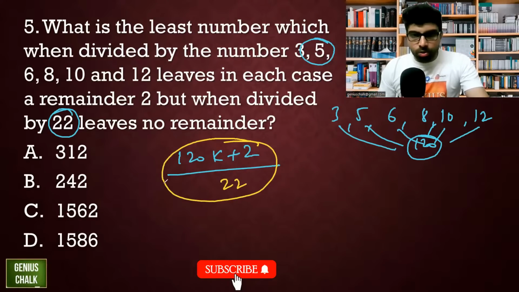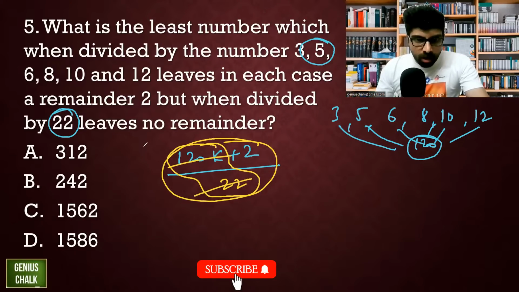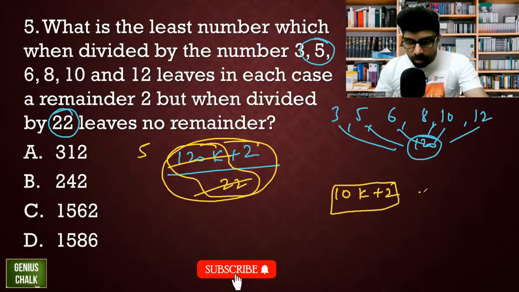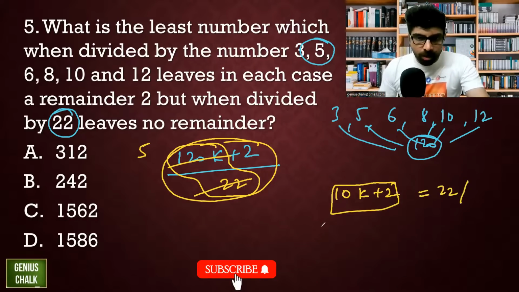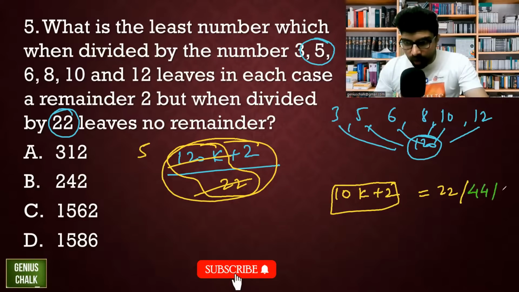Now, just use the divisibility concept. If I need to divide this number by 22, 22 5s are 110, and 10k will be left. So this number will be of this form, 10k plus 2. Right, now this form has to be divisible by 22. That means what is the least number by which it should be divisible? That has to be 22, or 44, or 66 and so on. But the least number is 22.